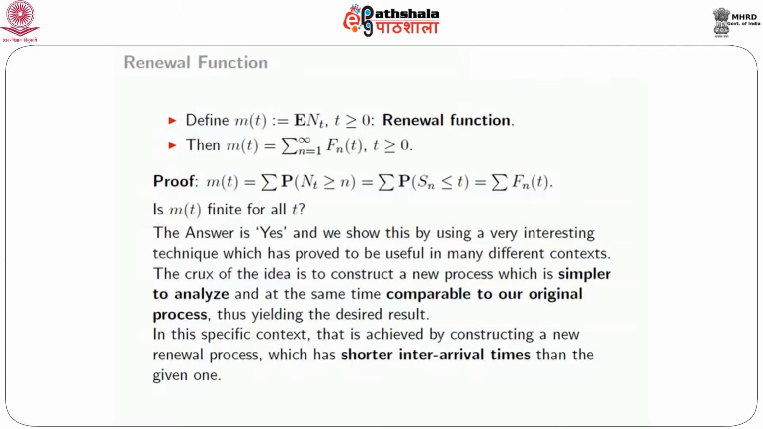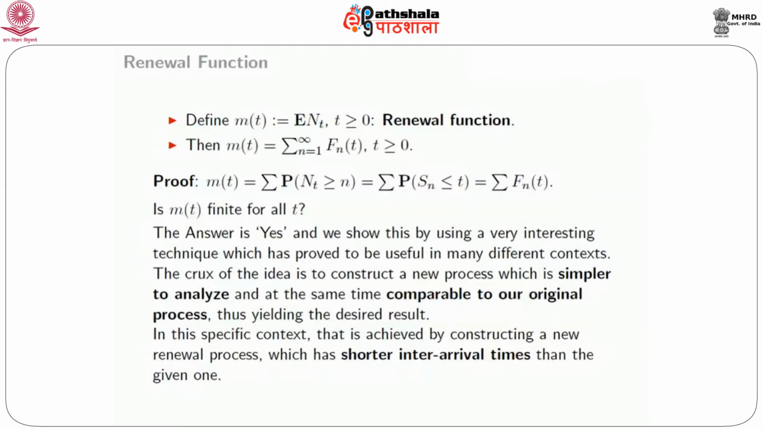So that gives you this formula that M(t) is the summation of F_n(t). Okay. A natural question is: is M(t) finite for all t? Not clear. We know that N(t) is finite. There can be only a finite number of arrivals in a finite time t. So N(t) is finite, but there is no reason to immediately conclude that the expected value of N(t) has to be finite, and this is not even clear from this formula. Well, the answer happens to be yes. In fact, the proof that we'll give will show that not only does N(t) have finite expectation, it actually has all moments finite.